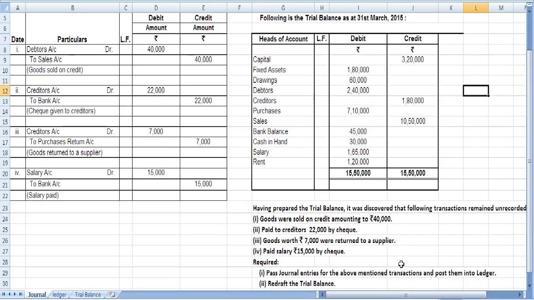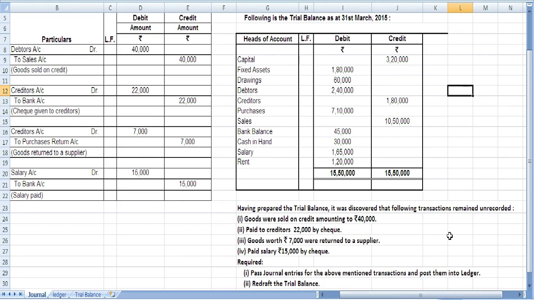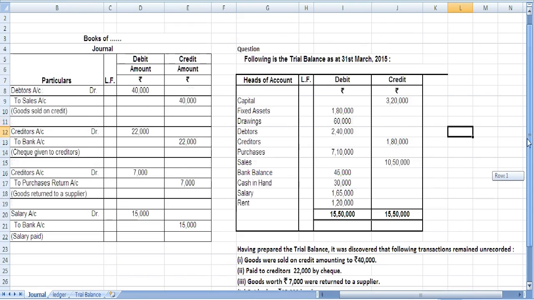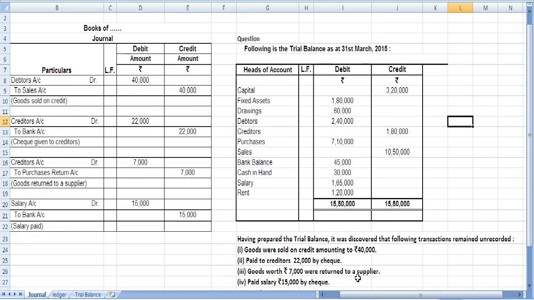Having prepared the trial balance, it was discovered that the following transactions remained unrecorded. So the accountant forgot to record these transactions in the journal. Even though the trial balance is tallying, this is not the correct amount. So this mistake has to be corrected, rectified, and then we'll prepare a new trial balance. Pass the journal entries for the above mentioned transactions and post them into the ledger. Redraft the trial balance. So first we'll make the journal of these errors.